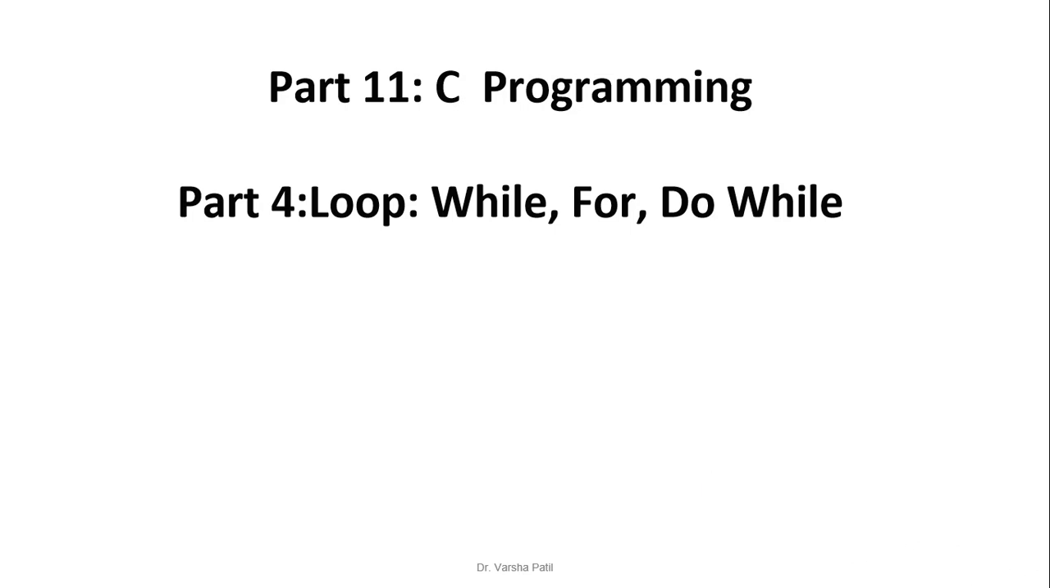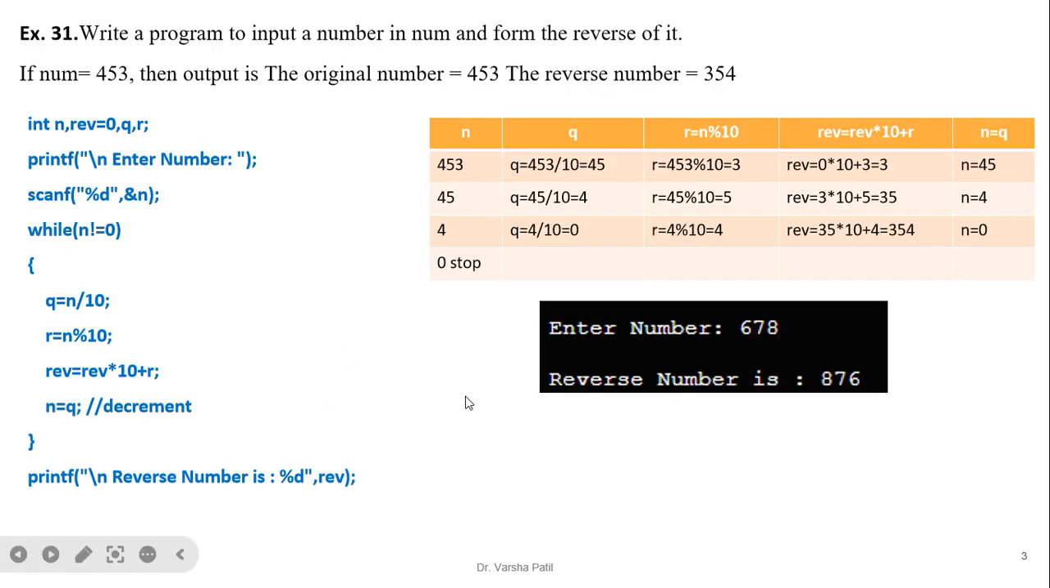This is the 11th video on C programming, and in this video I am going to continue with extra exercises on loops, that is while and for. Now let us start. Write a program to input a number and form the reverse of it. For example, if the number is 453, then the output is 354, that is the reverse number.